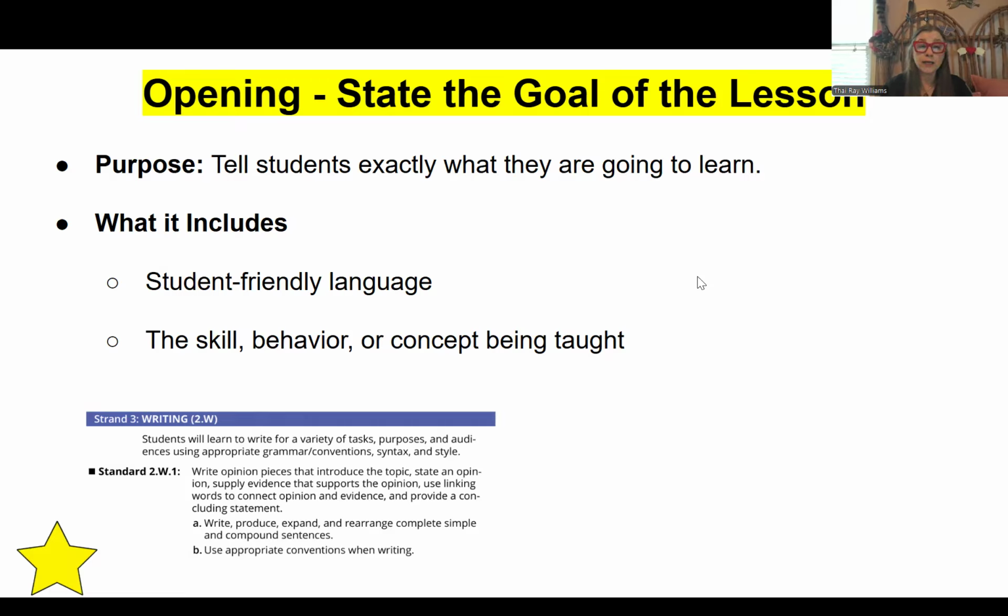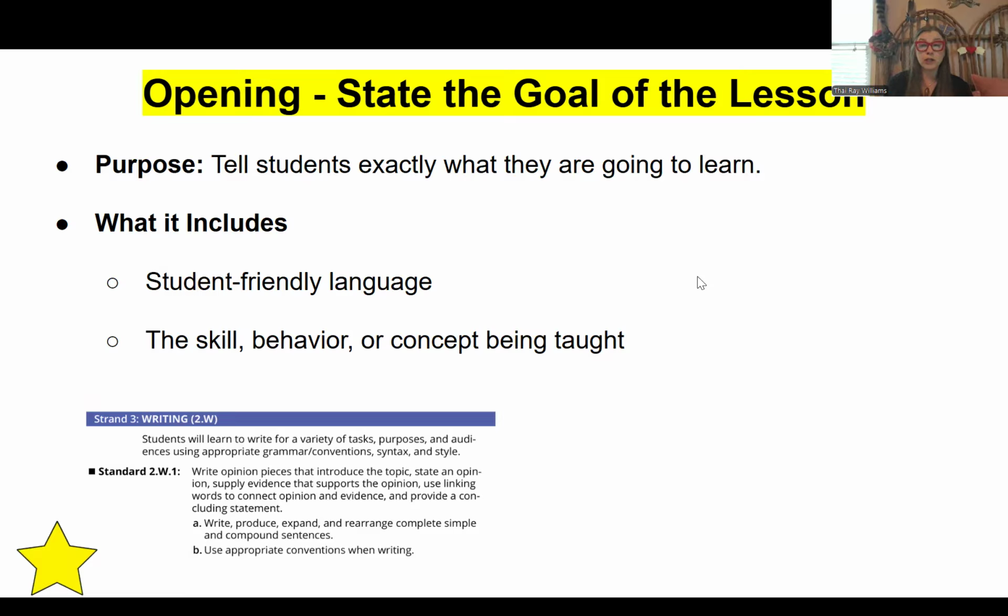You will learn to write for a variety of tasks, purposes, and audiences using appropriate grammar and conventions, syntax, and style. You're going to be writing opinion pieces that introduce the topic, state the opinion, supply evidence that supports the opinion, using linking words to connect opinion and evidence, and provide a concluding statement. I bet some of you are already lost, and we still have two more parts to go.